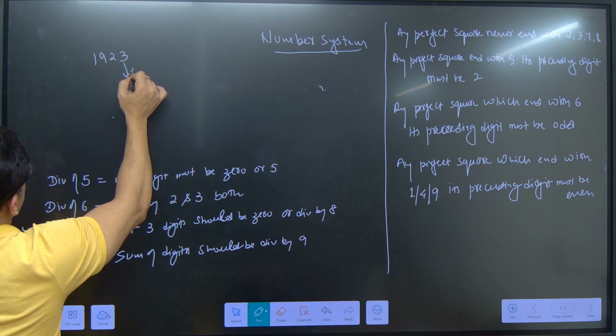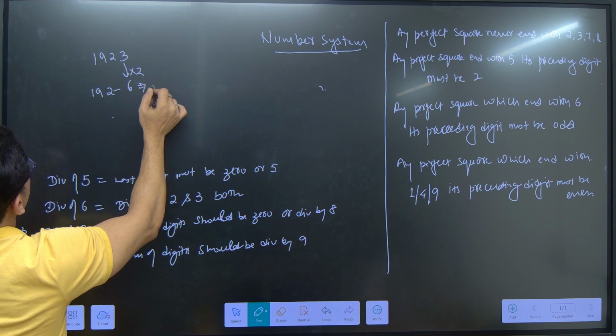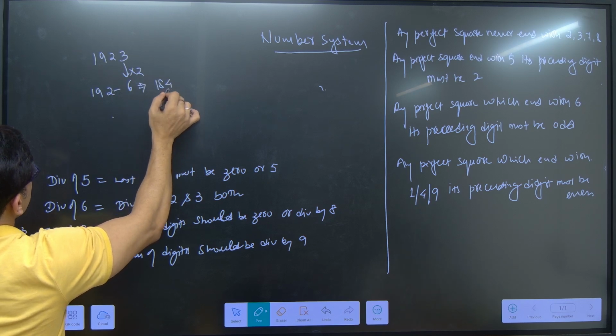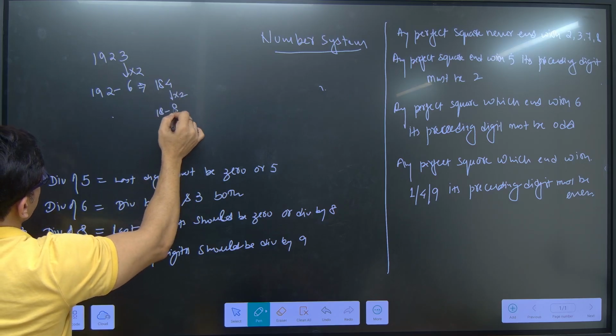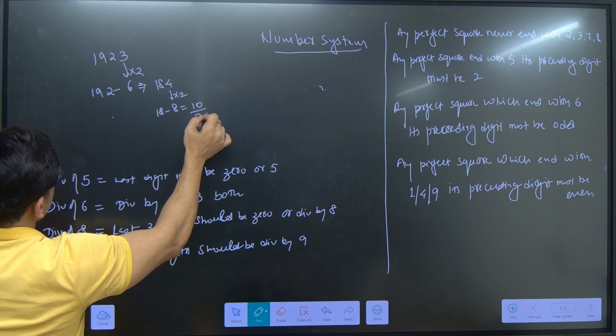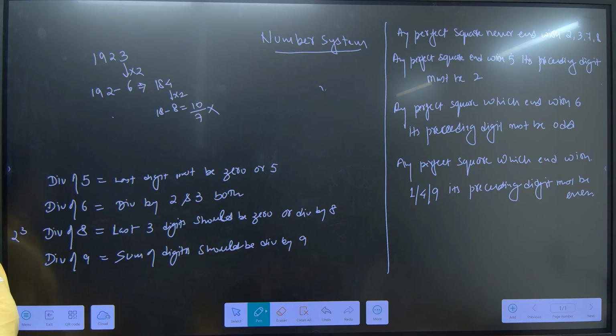Take the last digit, double it. 6. What is 192 minus 6? 186, right? Again take the last digit, double it. 6 2s are 12. So what is 18 minus 12? 6. Is 6 divisible by 7? No. The number is also not divisible by 7.